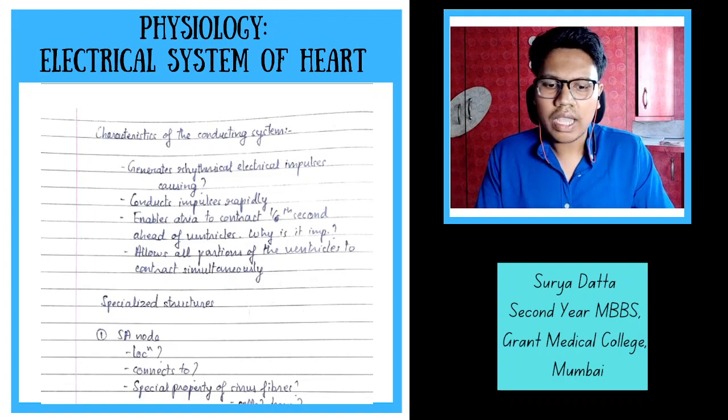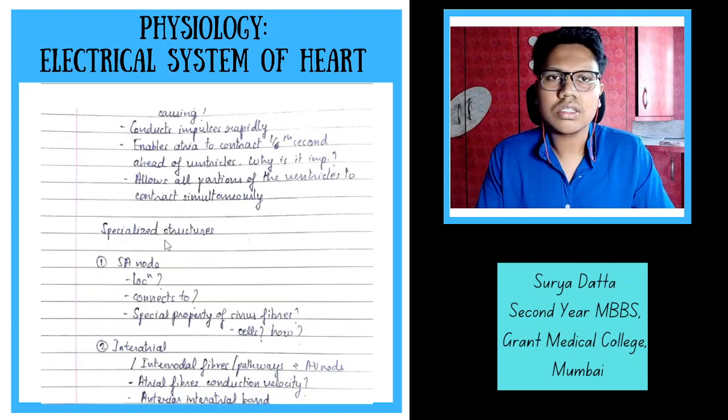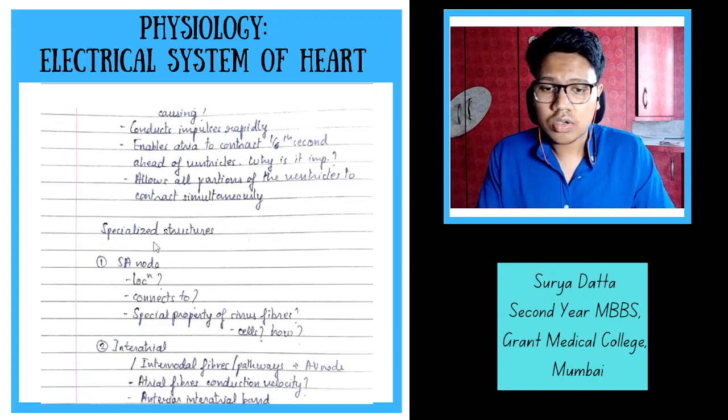If we look at the specialized structures, they are basically going to include the SA node, the intranodal and interatrial fibers, the AV node, the Purkinje fibers. These are basically it, and the cardiac musculature. That's basically the features. So let's go into that.